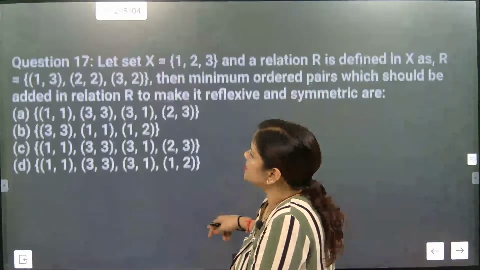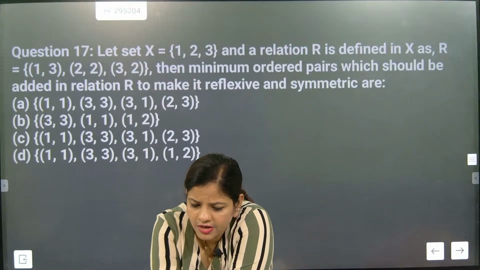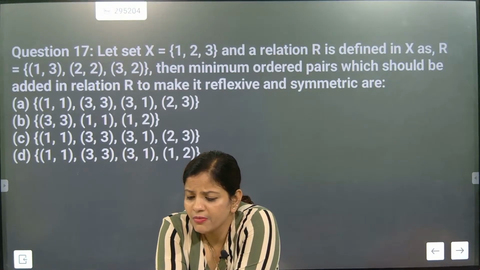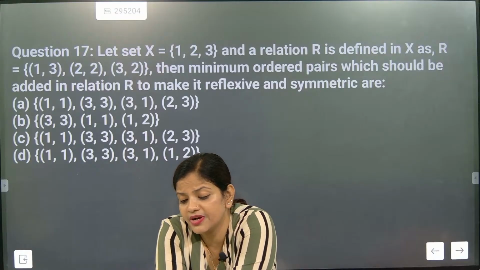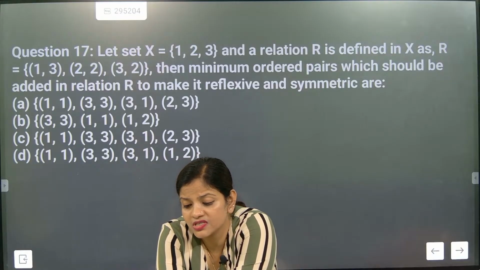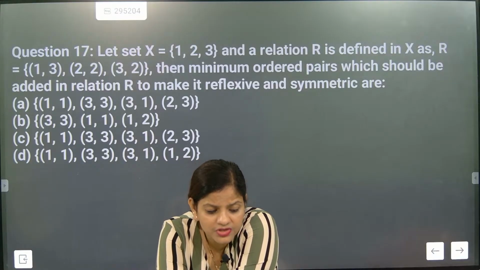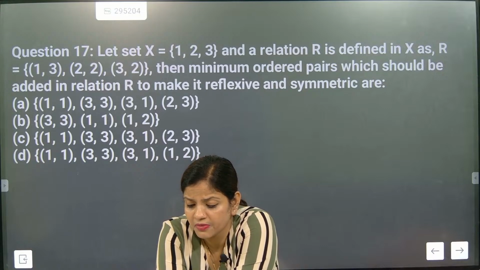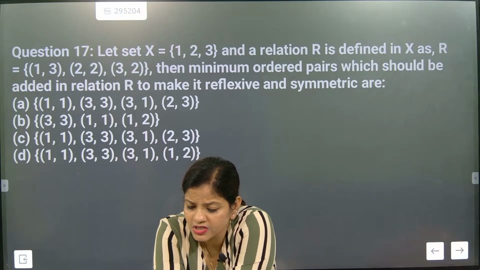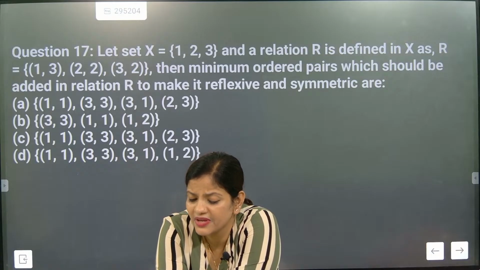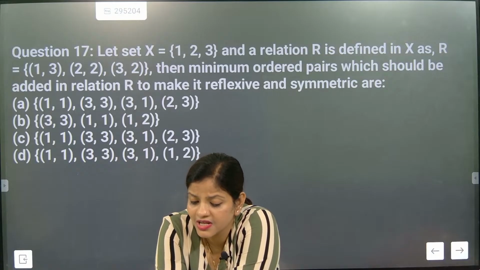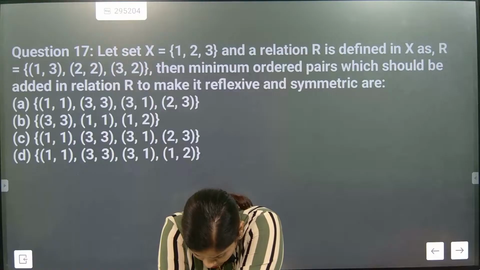Now go for this question please. The minimum ordered pair which should be added in the relation to make it reflexive and symmetric. Boss, this type of question is asked in examination. This question is already added in examination format. We have taken questions from the past 20 years. I told you, past 20, 25 years, 10 years questions we will be picking and giving you. This is that slot we are playing for.